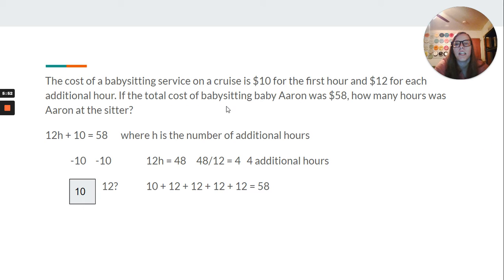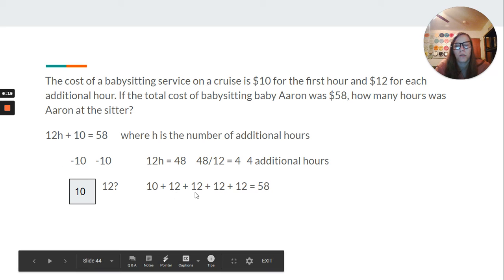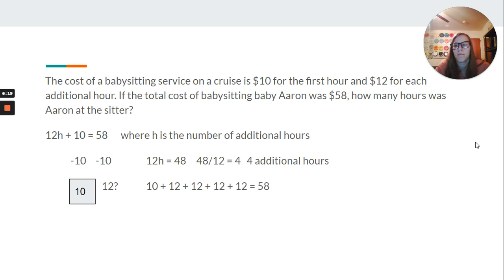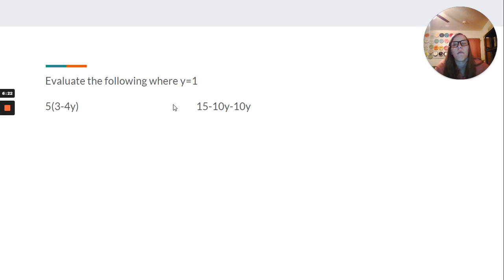The cost of babysitting service on a cruise is 10 for the first hour, 12 for each additional. If the total cost for a baby was $58, how many hours was he at the sitter? So our algebraic equation is 12h plus 10 equals 58. We subtract 10 on each side, then divide by 12. We get 4 additional hours. So he was at the babysitter for a total of 5. And we can check that here. 10 plus 12 plus 12 plus 12 plus 12 equals 58.